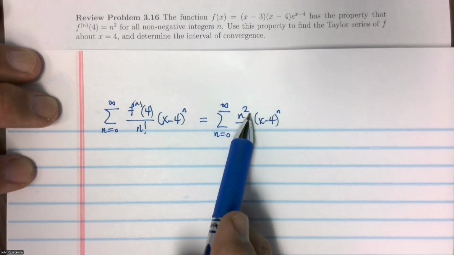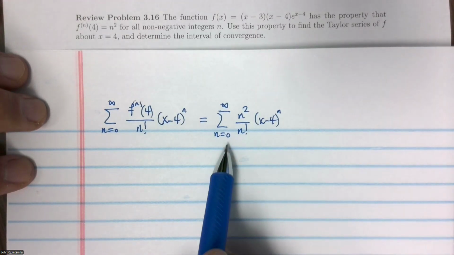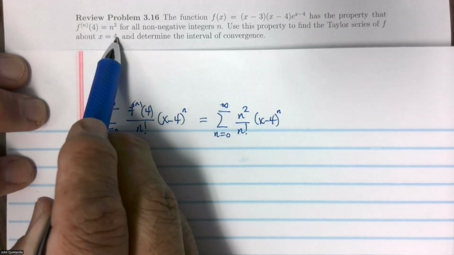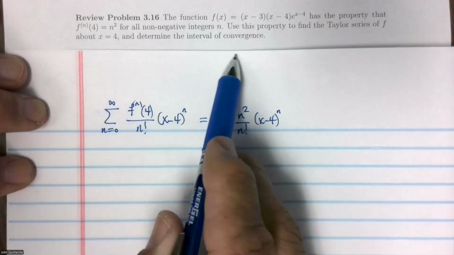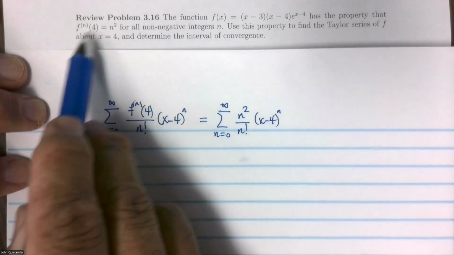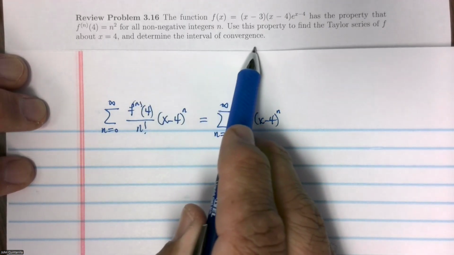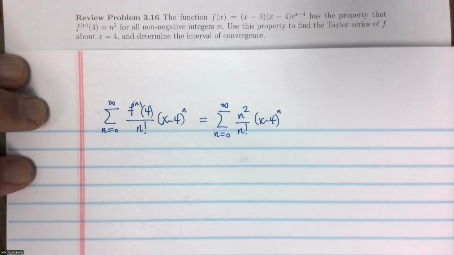And I could simplify, but that's good enough. So that is the Taylor series about x equals 4. So up to here, that is the solution to: use this property to find the Taylor series expansion about x equals 4. That's it. Now, the second part of the problem is to find the interval of convergence.